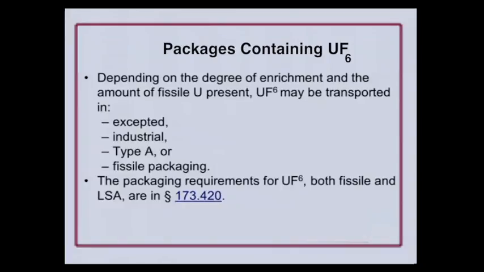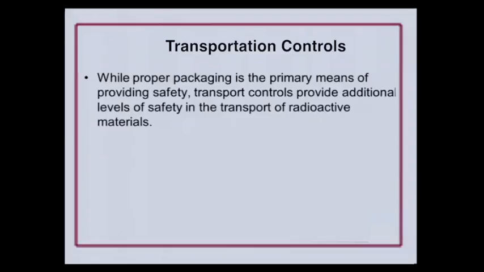The next topic, and we're going to touch this and then we'll be finished for this evening, is transportation controls. Of course, one of the biggest transportation controls, as we've already mentioned, is the selection of the right packaging and the proper putting together of the packaging with the contents. But there are a lot of other things that need to be done in the transportation realm that ensure safe transport. And that's what we're going to talk about here.